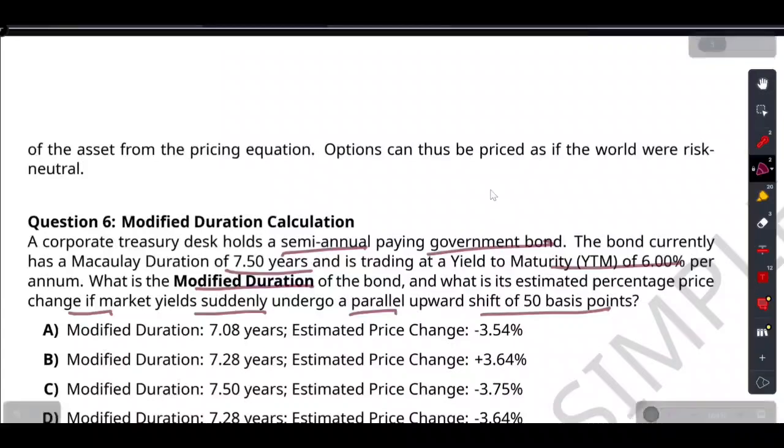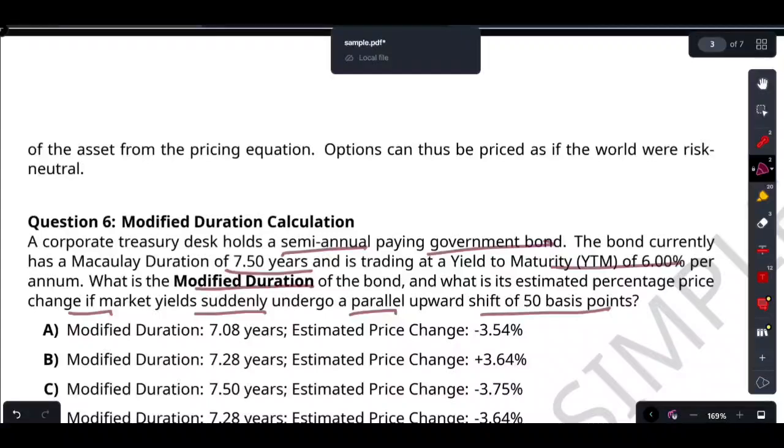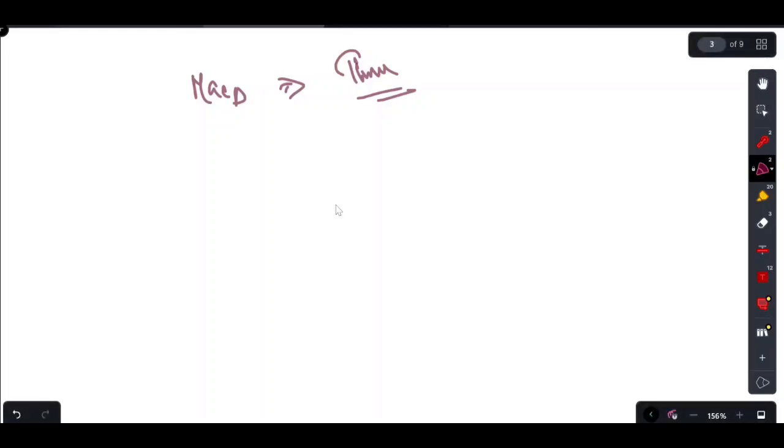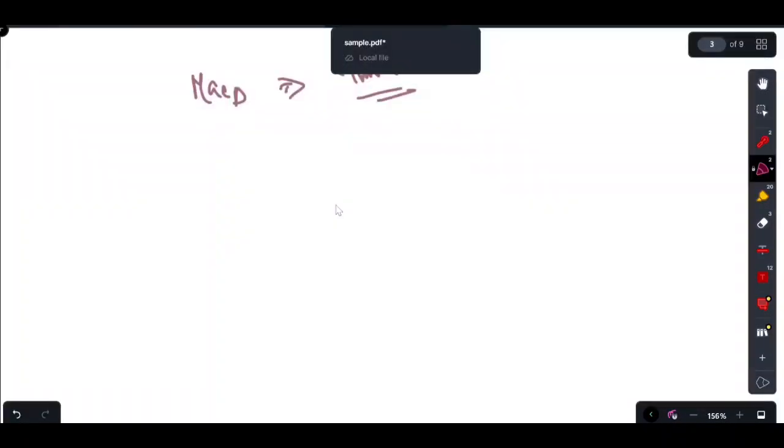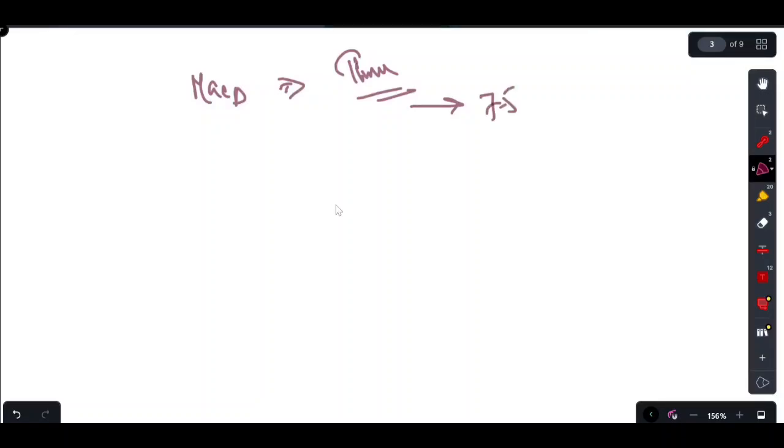Friends, how do we go about computing the modified duration? Let's break this down into bite-sized pieces without the financial jargon. First of all, you can think of the Macaulay duration as a timer, right? It simply measures in years how long it will take for a bond to pay you back your true cost. So in this case, the time they have given is how much? I think 7.50 years. Fine. So Macaulay duration, this is the time they have given, 7.5 years.